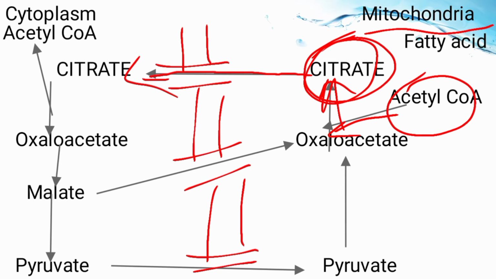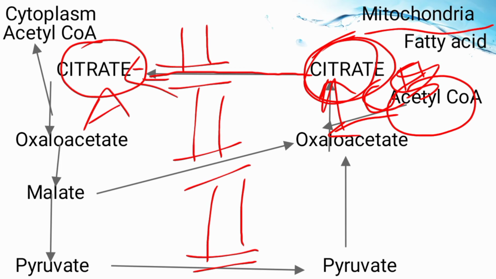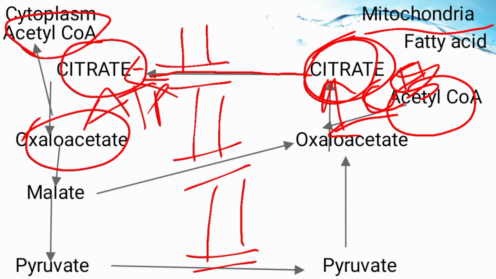So when it enters the cytoplasm, what happens? Which enzyme will act? Remember, the enzyme that catalyzes the step in the mitochondria is citrate synthase. Then when it gets into the cytoplasm, who will catalyze the next step? ATP citrate lyase. ATP citrate lyase catalyzes it, converting it to oxaloacetate and acetyl CoA. So we'll drop our CoA there.